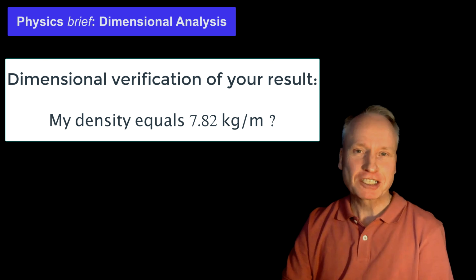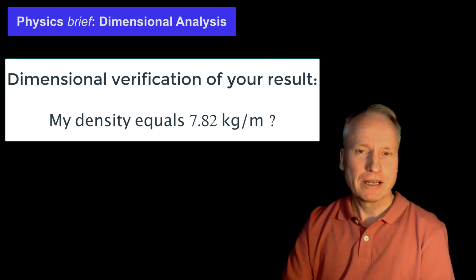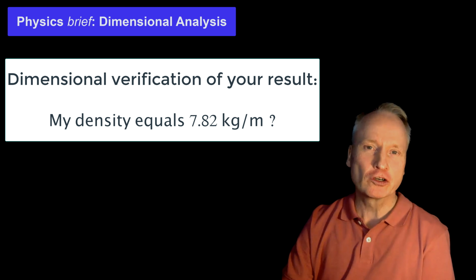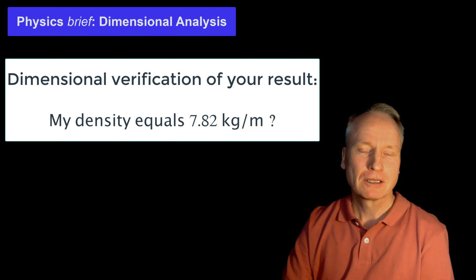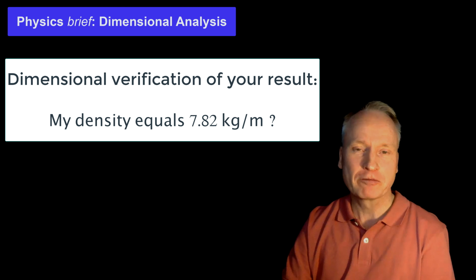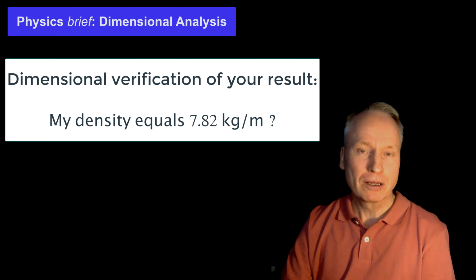Dimensional analysis has another great benefit, namely it allows you to check your numerical result. Let's say you obtain a density for your body of 7.82 kilograms per meter. You immediately see that you've made a mistake, because the dimension of density is mass per length cubed. Your result shows a dimension of mass per length. This is inconsistent.